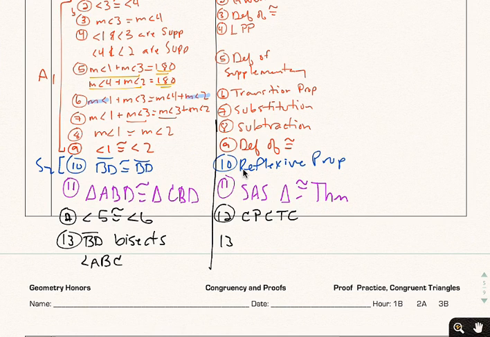And that's going to be because of the definition of bisector. And again, you'll note that definitions are biconditional by their very nature. And that is our proof.